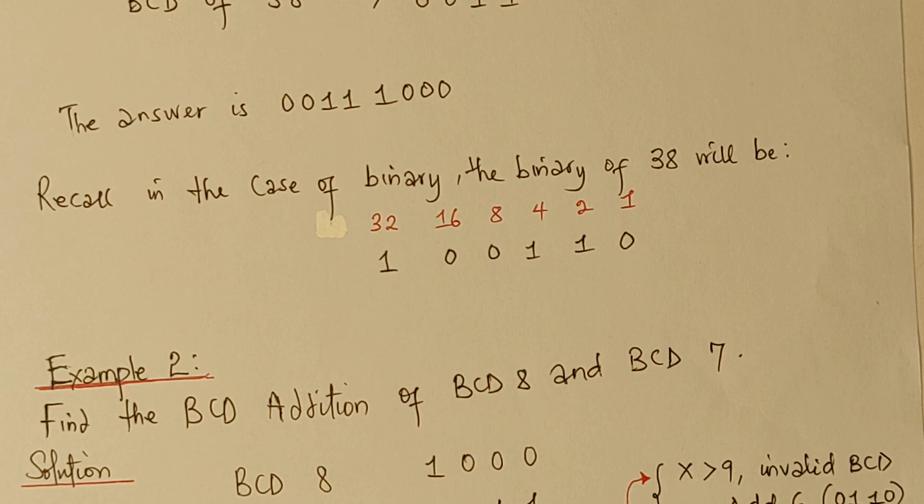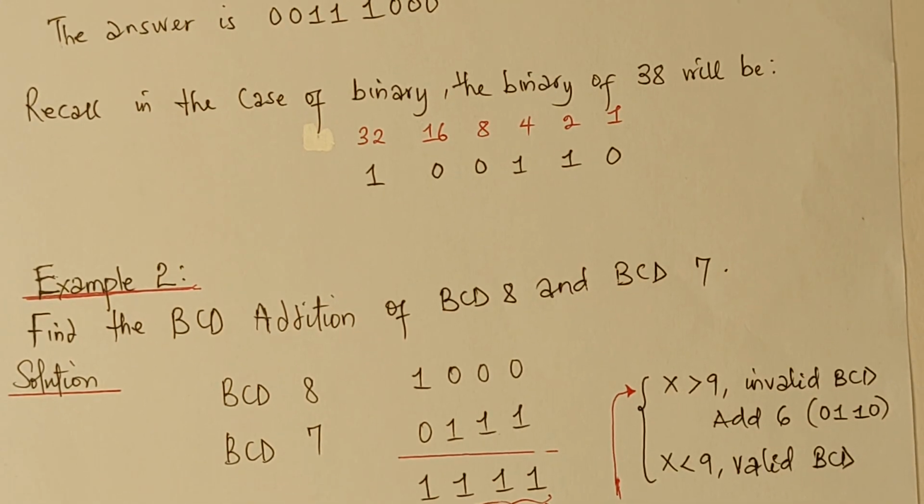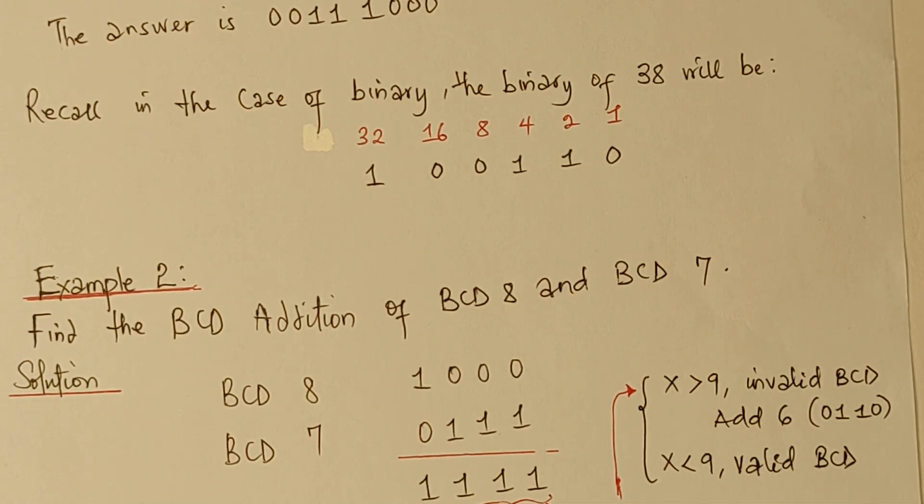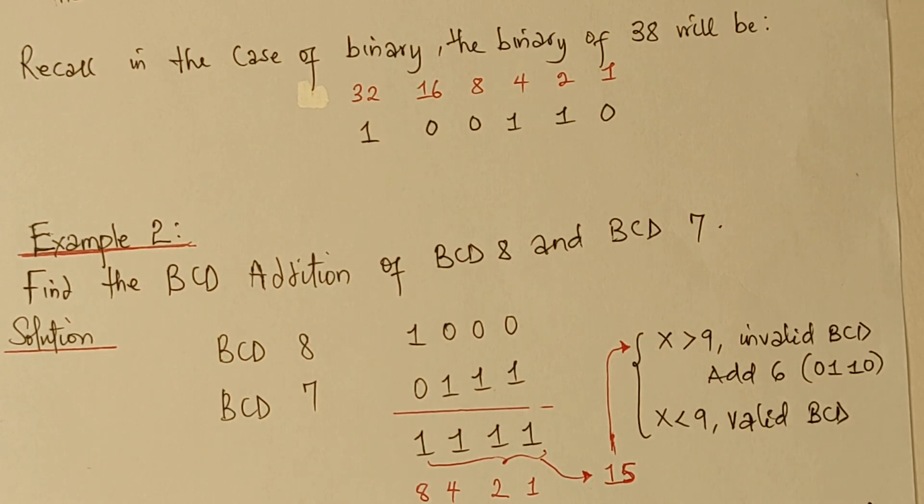Now go along with me. Let's do the summation. So 0 plus 1 will be 1. 0 plus 1 will be 1. 0 plus 1 will be 1. 1 plus 0 will be 1. So at the end of the day, if we want to sum BCD 8 and BCD 7, we are going to have 1111.